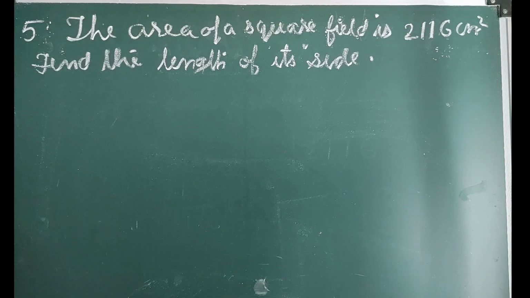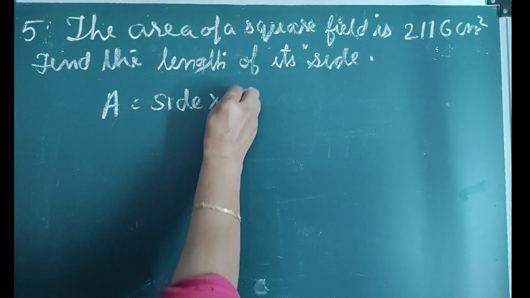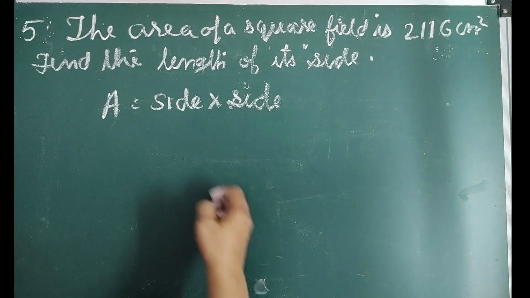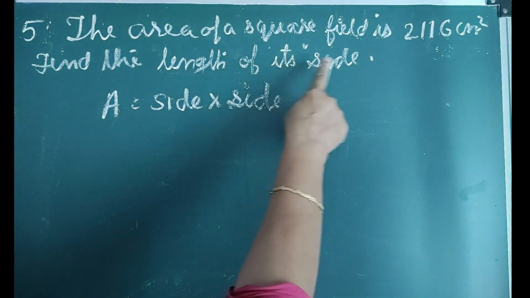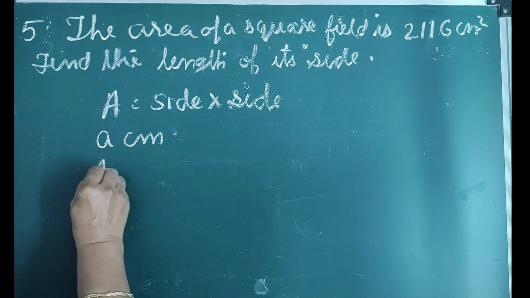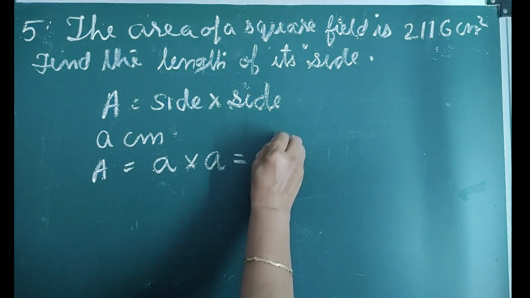Question 5. The area of a square field is 2116 centimeter square. Find the length of its side. We know that area of a square is side into side. Let us consider the side of the square field be a centimeter. Then area equals side into side, that is a into a equals a square.